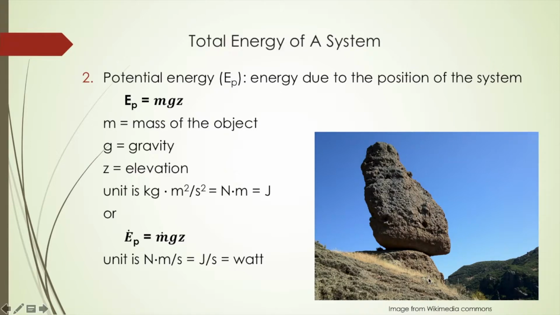Potential energy has the same units as kinetic energy because mass is in kilogram and gravitational acceleration has a unit of meter per second squared. Then we have the unit kilogram meter squared per second squared. That is Newton meter. That is joule. Again, we can replace the mass with mass flow rate. Then we have the units joule per second. That is watt.